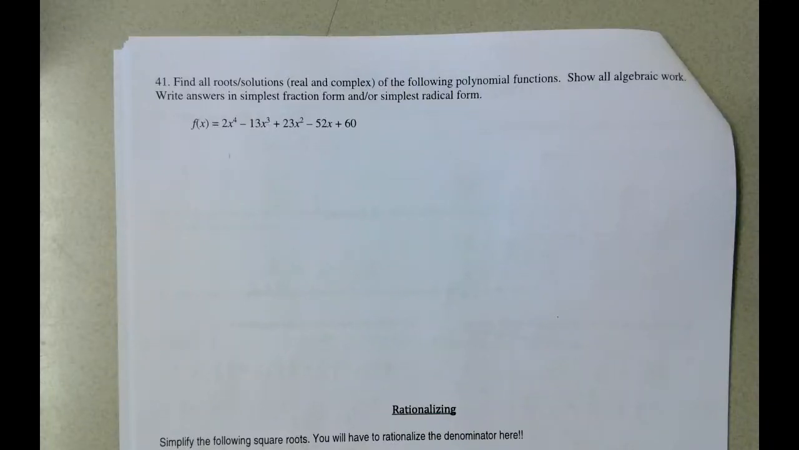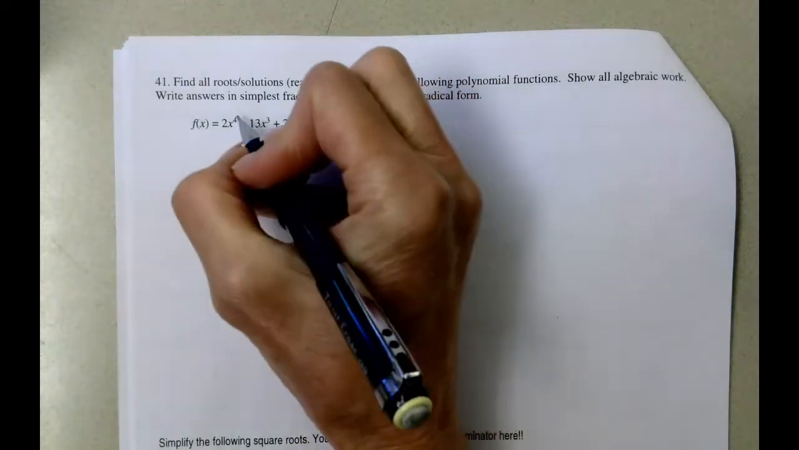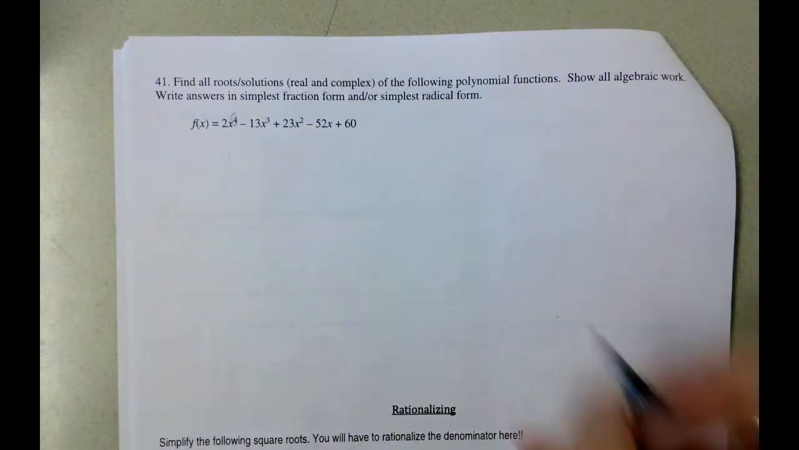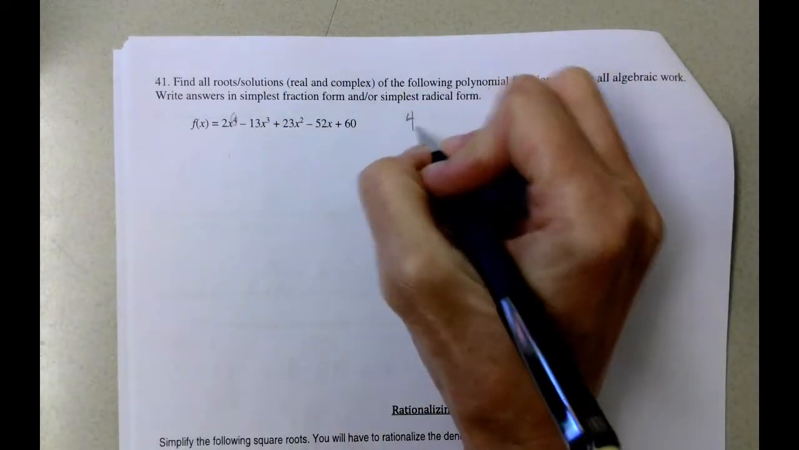Find all roots, solutions, real and complex, of the following polynomial function. Show all algebraic work. Write answers in simplest fraction form and or simplest radical form. So first of all, our first piece of knowledge is to recognize that because the highest degree is 4, we're going to have 4 solutions.